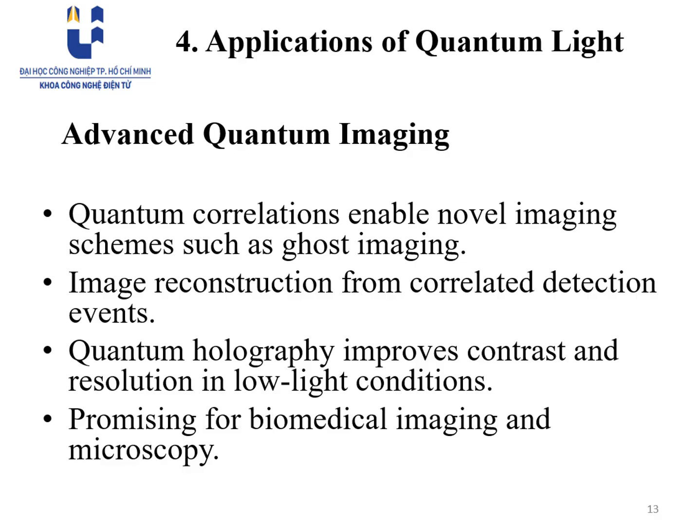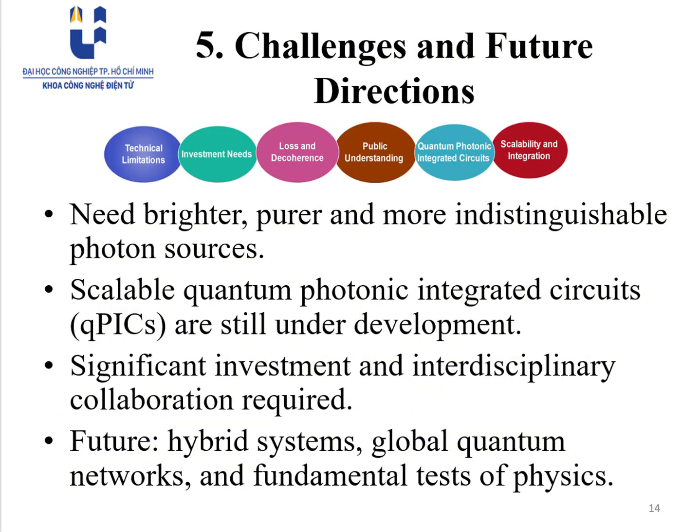Quantum correlations between photons also enable new imaging techniques. In ghost imaging, for example, one photon interacts with the object while its partner is detected by a spatially resolving detector. Surprisingly, the image can be reconstructed from the correlations, even though the imaging detector never directly views the object. Other methods, such as quantum holography, can improve contrast and resolution, especially under low light or noisy conditions. These techniques are promising for applications in biomedical imaging and microscopy, where high sensitivity and low photon flux are often required.